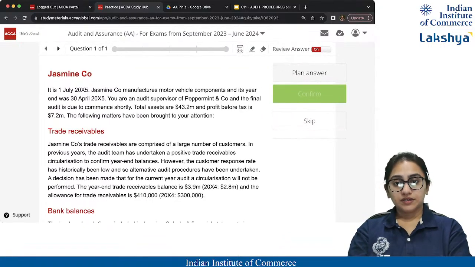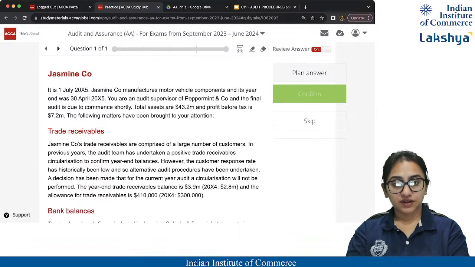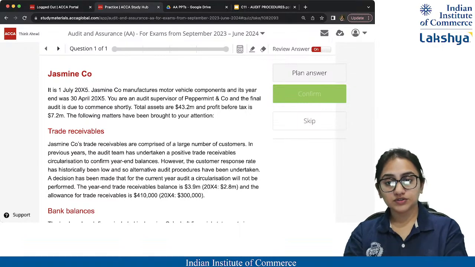Jasmine Company. It is 1 July 20x5. Jasmine Company manufactures motor vehicle components and its year end was 30th April 20x5. You are an audit supervisor of Peppermint and Company and the final audit is due to commence shortly. Total assets are $43.2 million and profit before tax is $7.2 million. The following matters have been brought to your attention. First one is trade receivables.